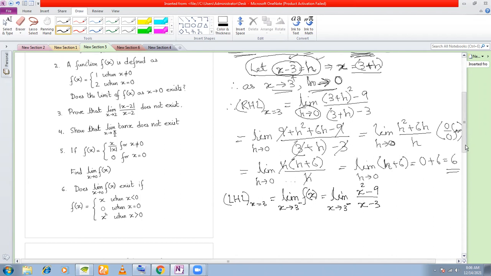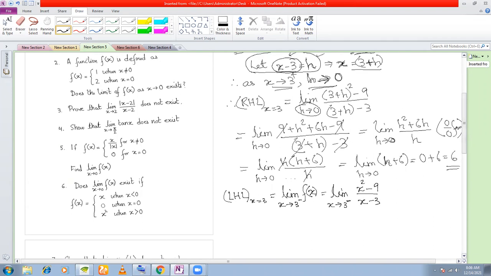Now, in order to evaluate left-hand limits, we substitute 3 minus x is equal to h. Remember this technique. In order to evaluate left-hand limits, you put 3 minus x is equal to h. In case of right-hand limit, what were you putting? We were putting x minus 3 is equal to h. In case of left-hand limit, we put 3 minus x is equal to h. So that means we get x is equal to 3 minus h.